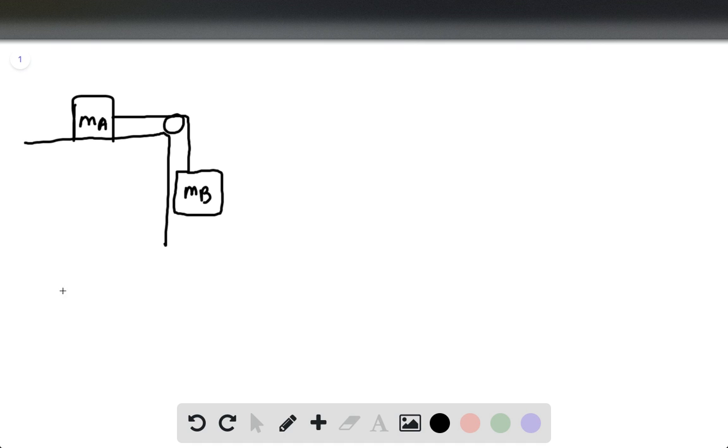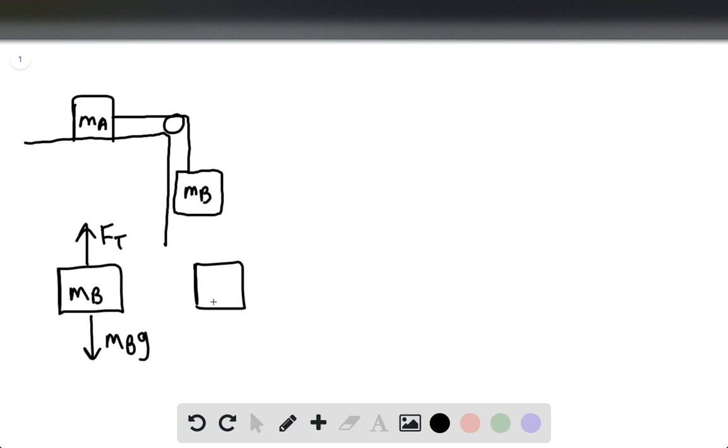So we can do the second mass first, just because it's a little bit easier. For mass B, going up is the force of tension, and going down we just have the force of gravity. So that'll be it for that mass. And then for mass A, here we have the normal force, and then the force of gravity, so m sub A g, and here we have the force of tension. And to the back, in the direction opposite of motion, we have the force of friction.